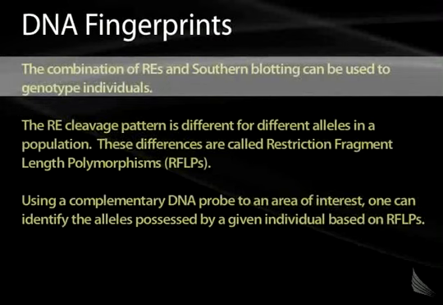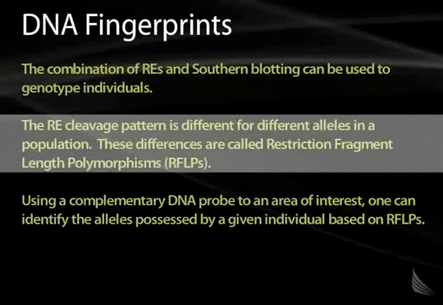Now, we can use this combination of restriction endonucleases and Southern blotting to do what we call genotyping of particular individuals. Now, the restriction endonuclease cleavage pattern is different for different alleles in a population, and consequently, all of our DNA, all of our chromosomes have different restriction endonuclease cleavage patterns. That is, the cleavage pattern that I find in my DNA may be very different from the cleavage pattern that's found in your DNA. And so we can take samples from each one of us and figure out which one belongs to which person by simply looking at this pattern of restriction endonuclease cleavage.